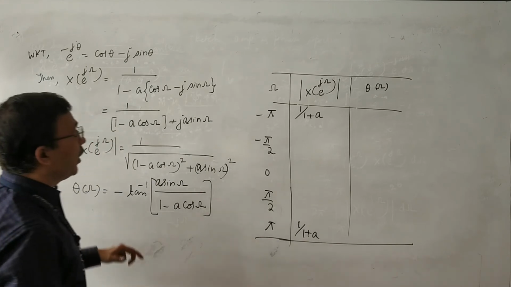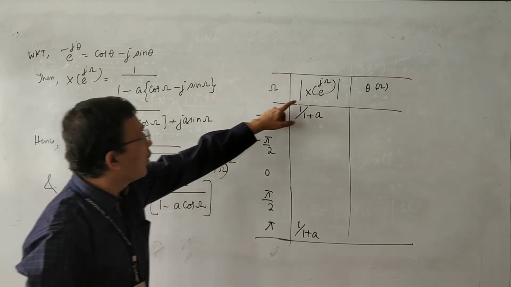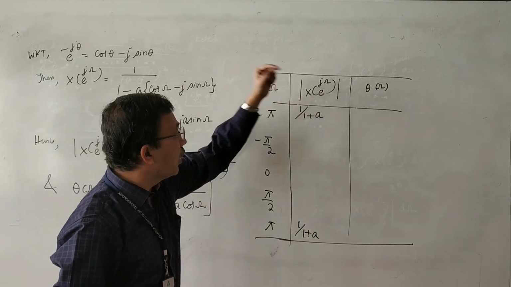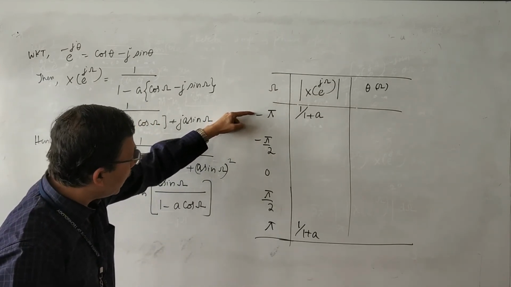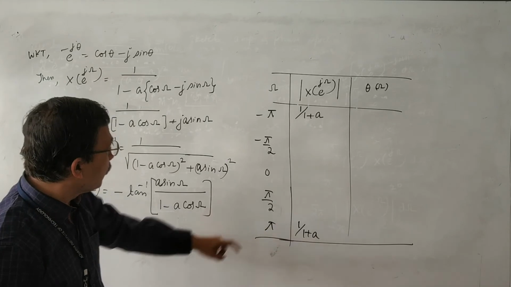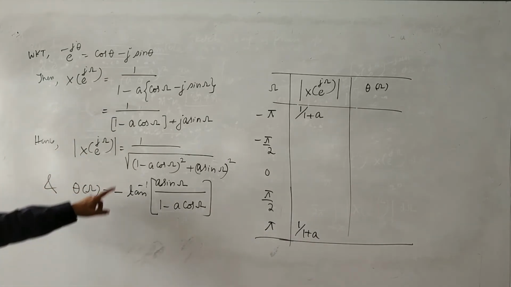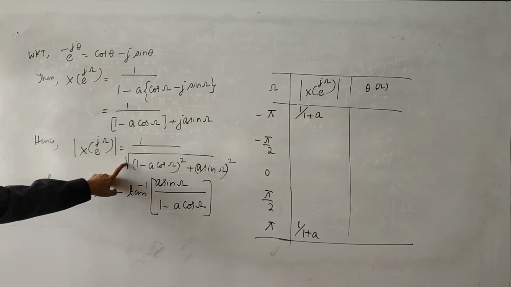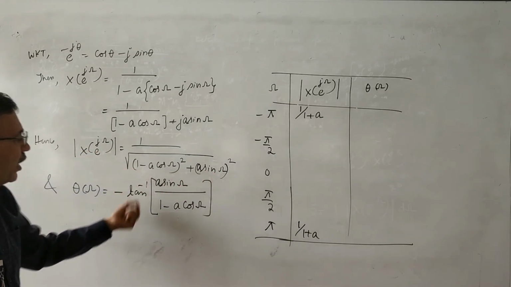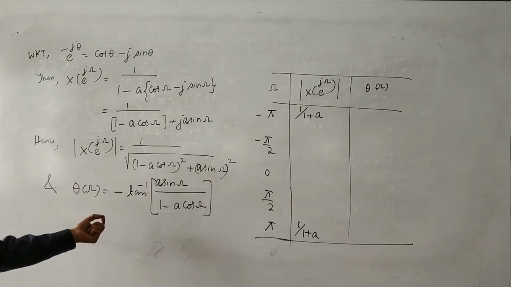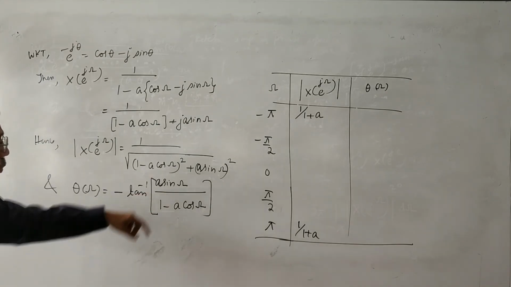Since x of n is a real signal, magnitude of X of e power j omega should exhibit even symmetry. Therefore, what value you get at minus pi, the same value you have to get at plus pi. In this expression, when you put minus pi by 2 or plus pi by 2, sin of minus pi by 2 is minus 1, sin of plus pi by 2 is 1, cos of plus or minus pi by 2 is 0.